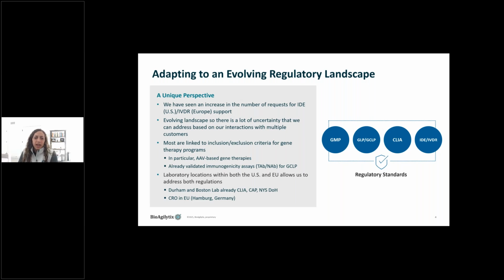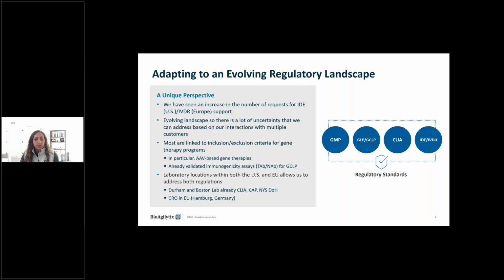So at BioAgilytix, we have a very unique perspective on these evolving regulations and requirements. We've seen an increased number of requests for IDE in the US, as well as IVDR support in Europe. And it's well known that these evolving regulatory requirements have been very challenging to navigate, and they've presented a lot of uncertainty in the drug development industry. And so today we're going to discuss our experience with IDE and IVDR and examples that we have associated mainly with AAV-based gene therapies.